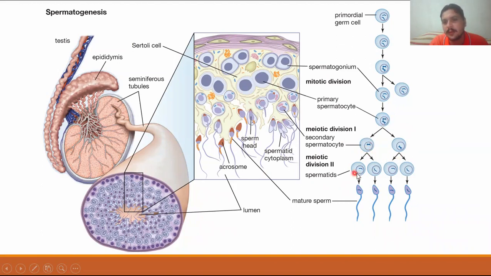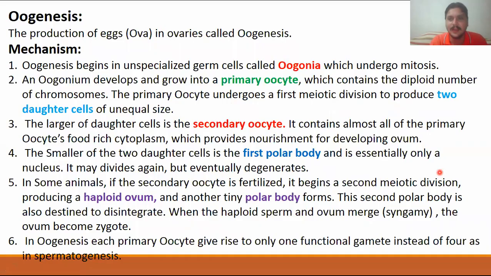So from here, it's the second meiotic division that changes into the spermatid, and these are the four spermatids from the single spermatocyte, and these spermatids develop into the complete mature sperms, that are ready to fertilize the egg. The next process is called oogenesis.